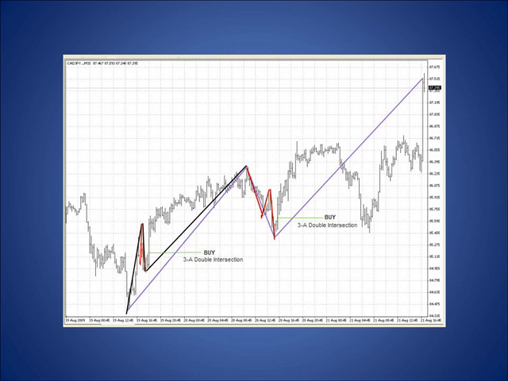Here is a template 3A double intersection trade. Note this is also a return trade. The overlay of a return and a double intersection is very strong. As with the return, wait for some confirmation of the turn before committing, and use other tools to confirm.